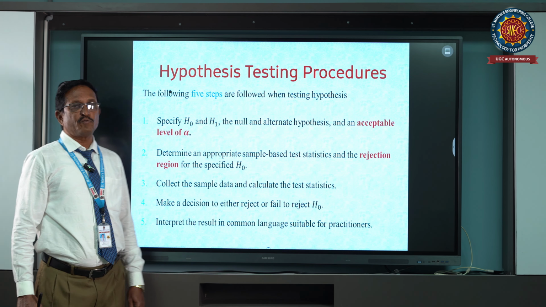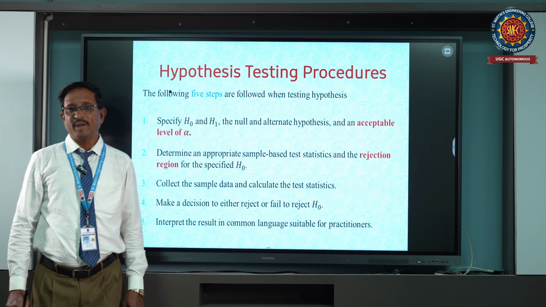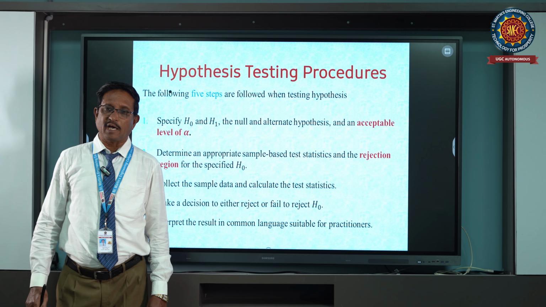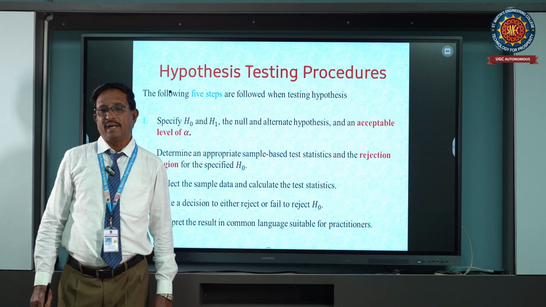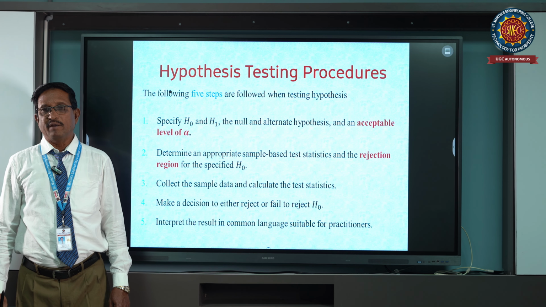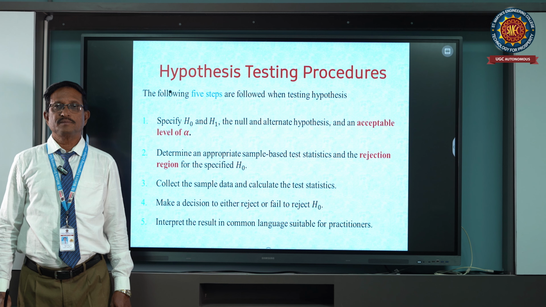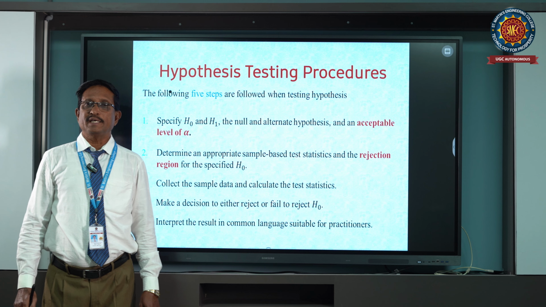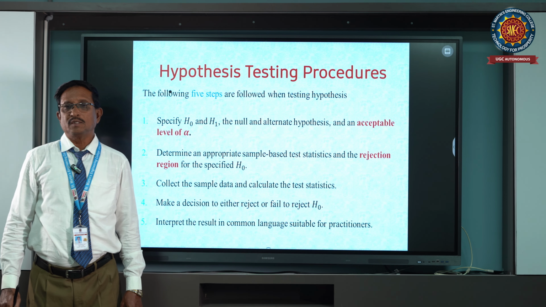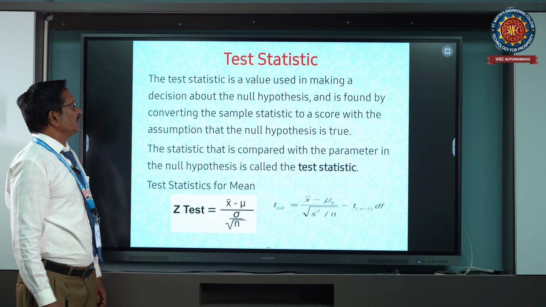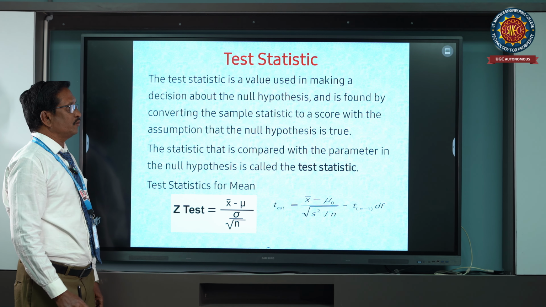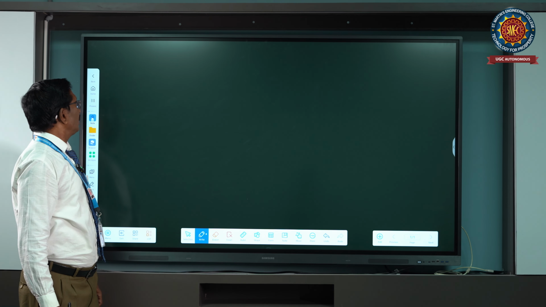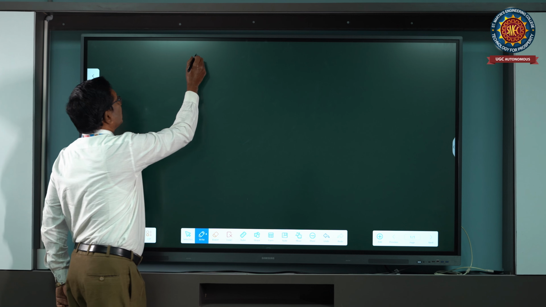Next one, procedure of testing of hypothesis. Mainly, in the procedure of testing of hypothesis, we have 5 steps. One is the null hypothesis H0 and the alternative hypothesis H1, then the level of significance alpha, then the test statistic T, F or chi, and finally the conclusion. The test statistic is a formula. We will use a test statistic such as Z test or F test, etc.